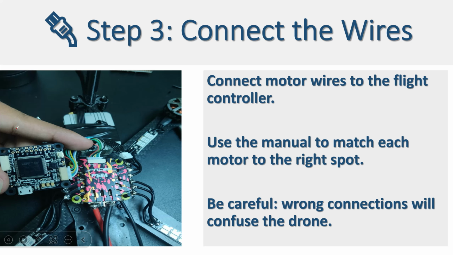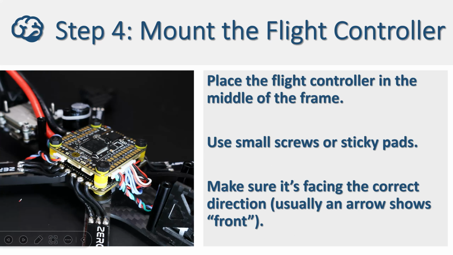Step 3, connect the wires. Connect motor wires to the flight controller. Use the manual to match each motor to the right spot. Be careful. Wrong connection will confuse the drone. Make a smart connection which has a deep logic.